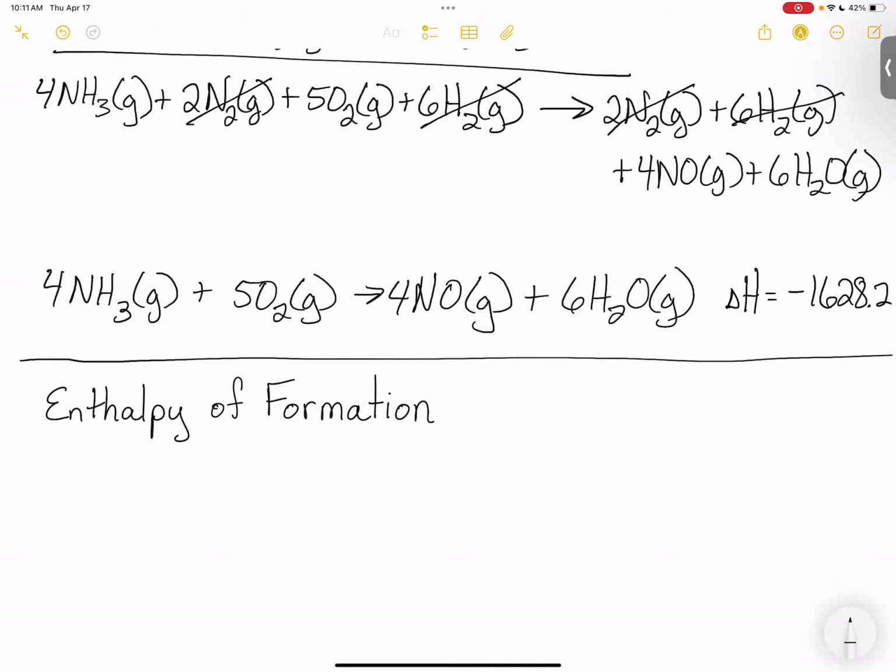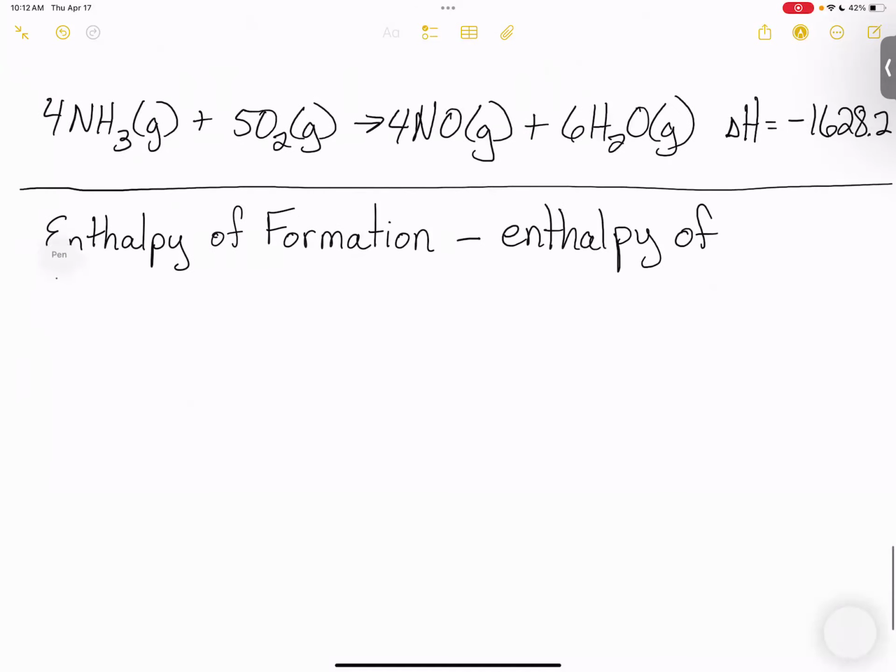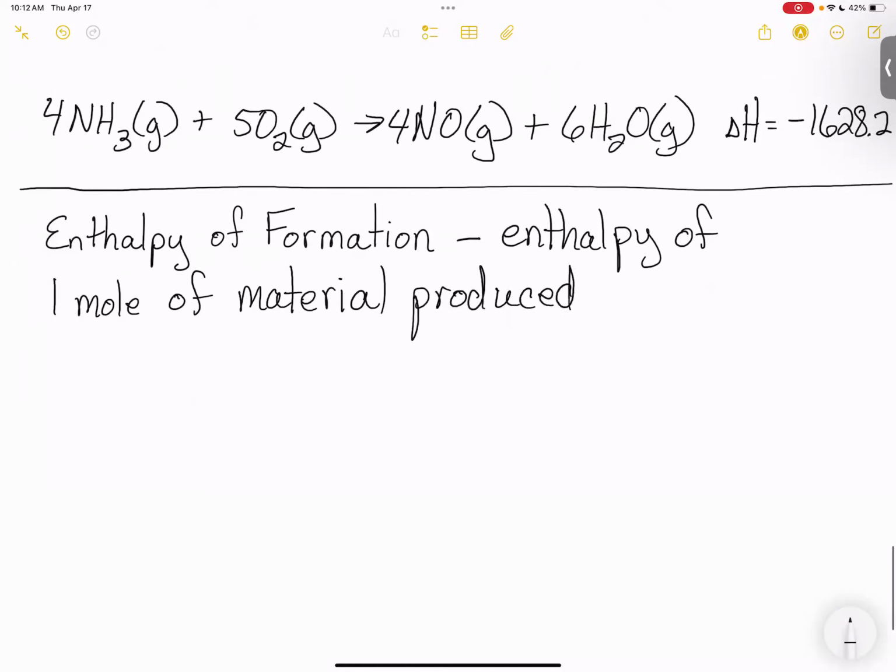The enthalpy of formation is officially the enthalpy of 1 mole of material produced from its elements in their standard state.